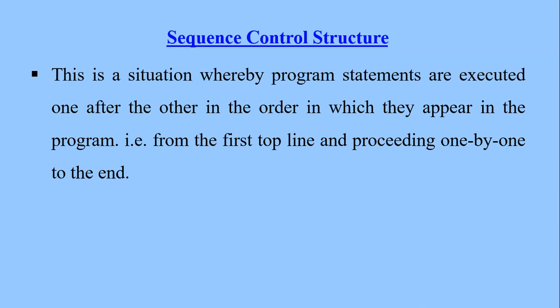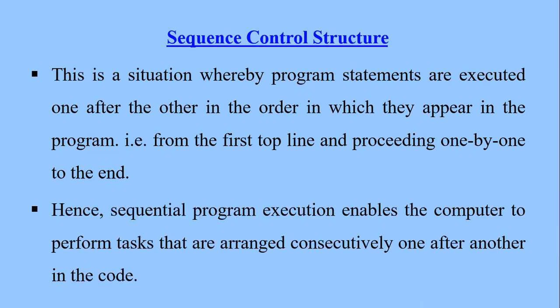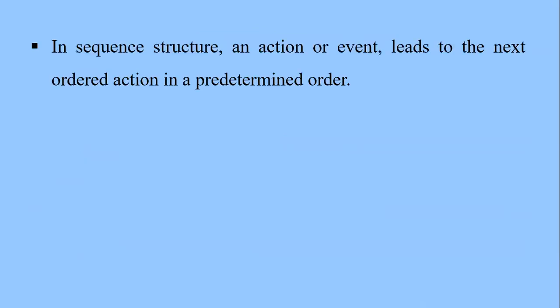Sequence control structure is a situation where statements are executed one after the other in the exact order in which they appear in the program. That is, from the very first top line instruction and proceeding one line after the other, line by line, up to the end of the code. Therefore, sequential program execution enables the computer to perform tasks that are arranged sequentially and consecutively, one after the other in the code.